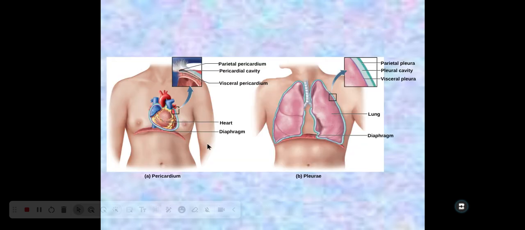Okay, same thing with the lungs. Remember, different names for different organs. So this is the pleura. So for the heart, it's the pericardium. For the lungs, it's the pleura. So the parietal pleura is on the outside. The part that touches the actual lung is the visceral pleura.